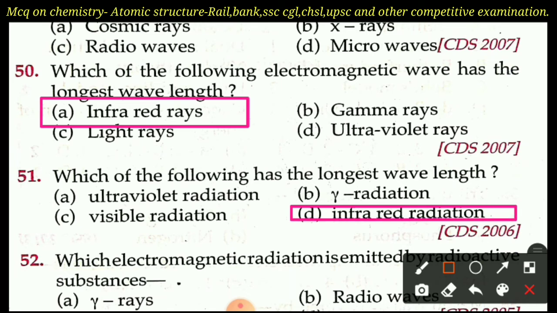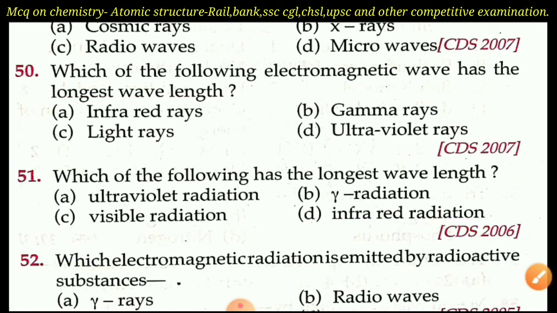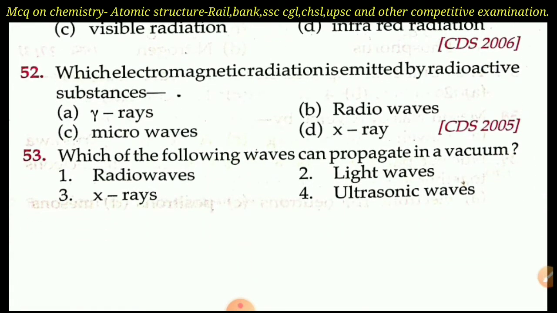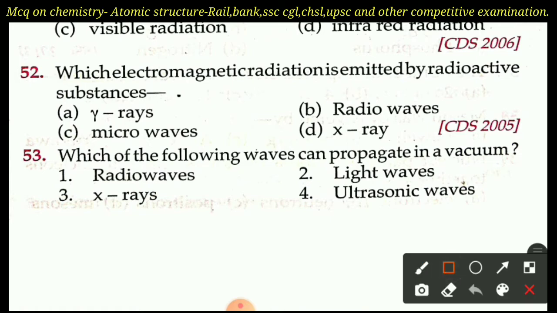Next question is question number 52. Which electromagnetic radiation is emitted by radioactive substances? A, gamma rays; B, radio waves; C, microwaves; D, X-ray. The right answer of question 52 is option A, gamma rays.